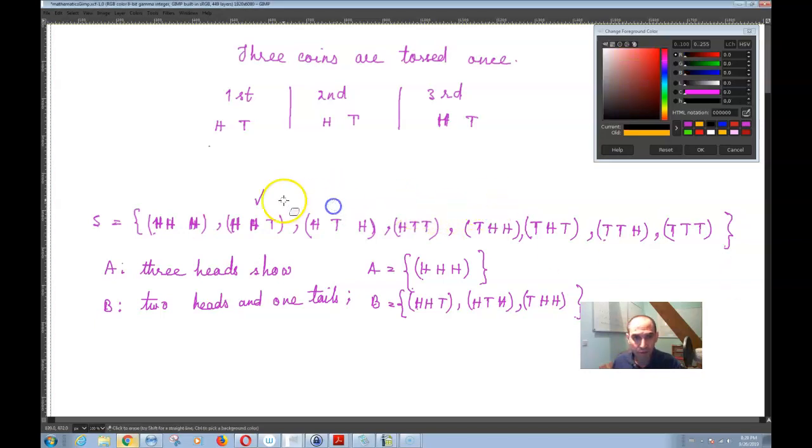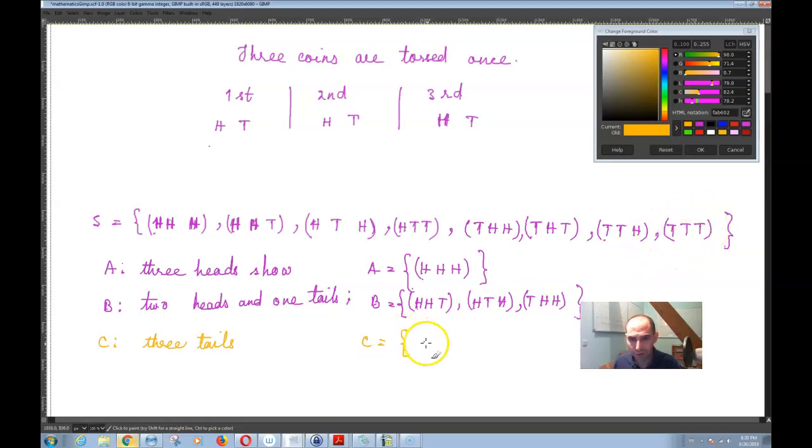So that is B, and event C is 3 tails show. So C is equal to only this TTT here. There is nothing else where you could get 3 tails.